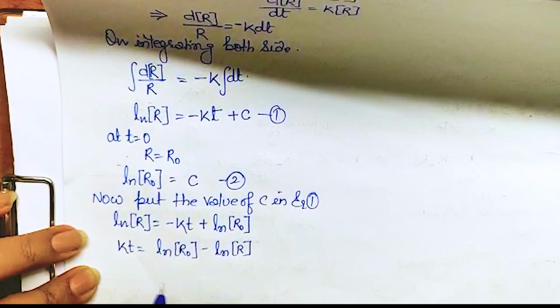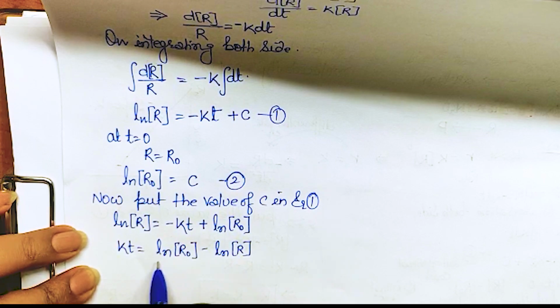Now, this is log m minus log n. We know that, isn't it? Log m minus log n.